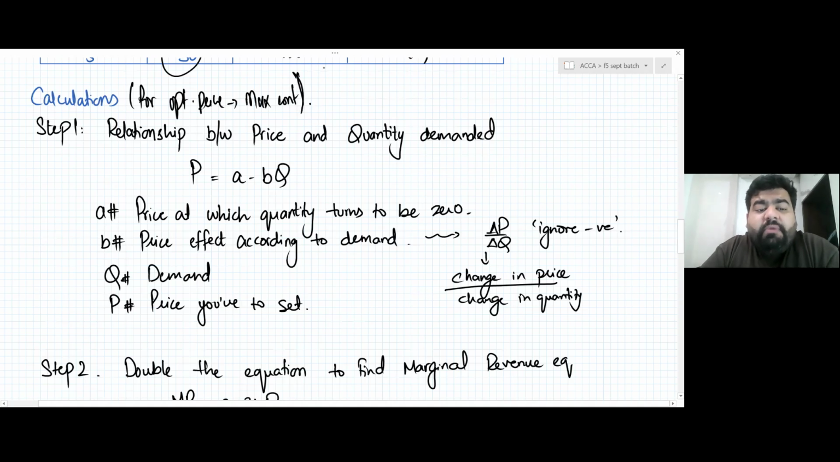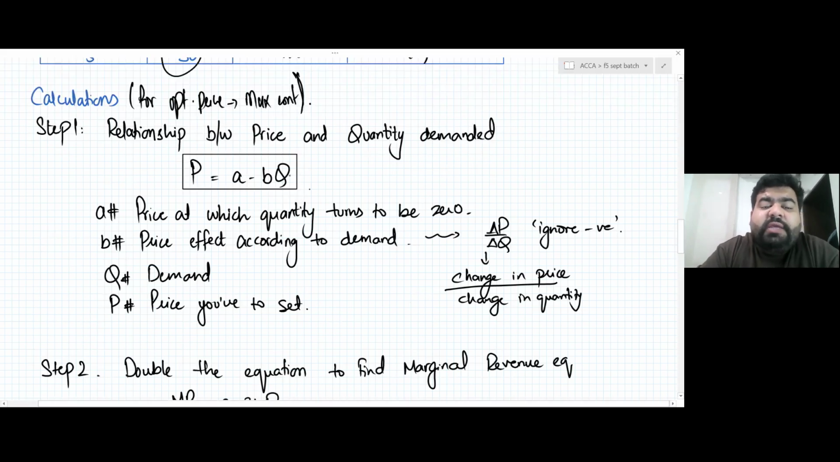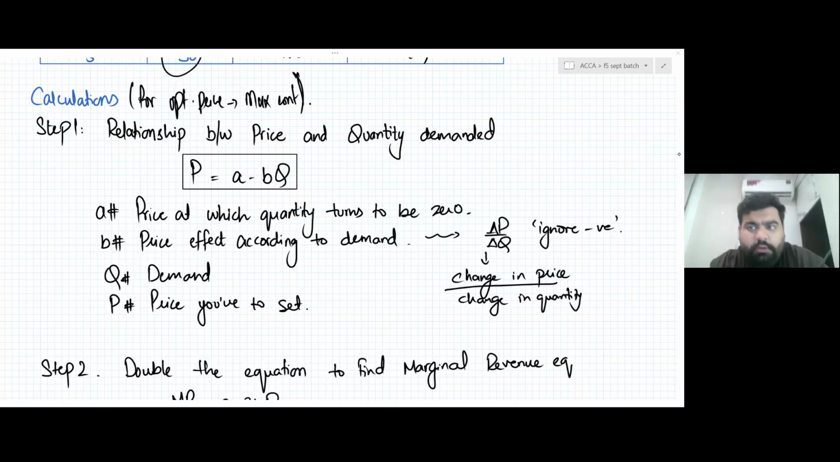So in calculation step number one, we have to write the relationship between price and quantity demanded. The formula for the price and quantity relation is P is equal to A minus BQ. P is equal to A minus BQ. That is the relationship between price and quantity. We have to understand every letter.